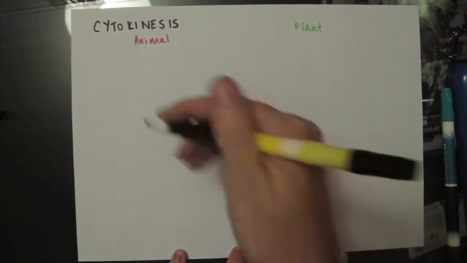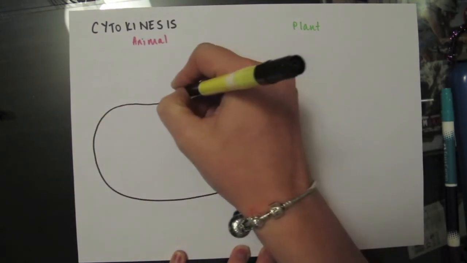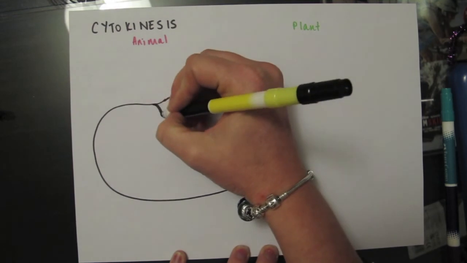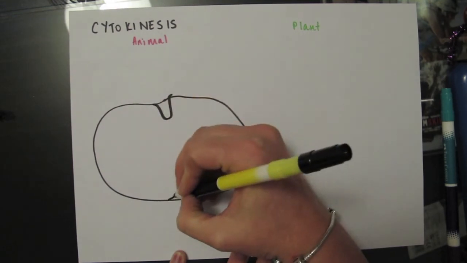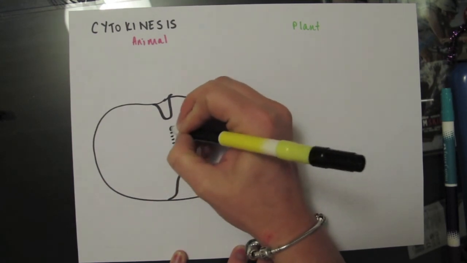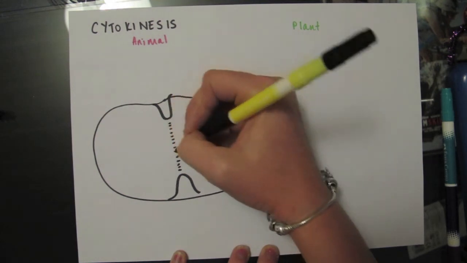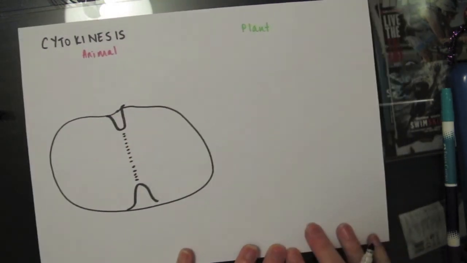In animal cells, this is fairly straightforward. You have the cell like this, and what happens is you have a furrowing. So you get an invagination of the membrane, and a furrowing occurs through actin spindles, which causes the cell then to split into two.